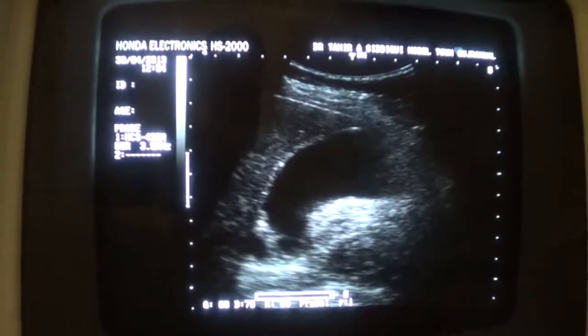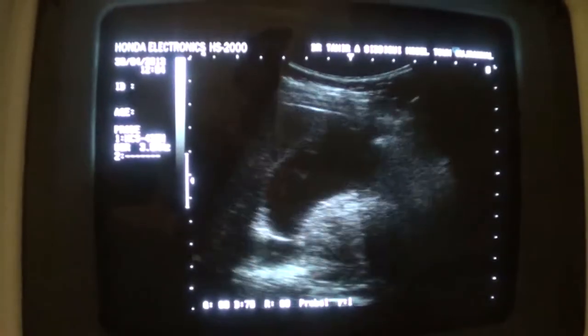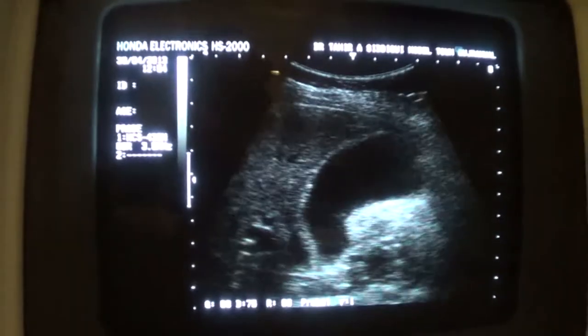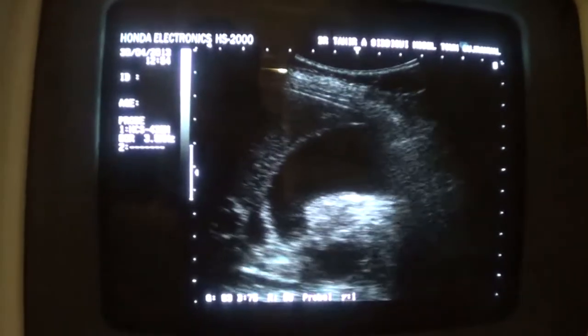Now this is the fundus of the gallbladder, almost total of the gallbladder. There are no calculi seen. And the fundus is clear.